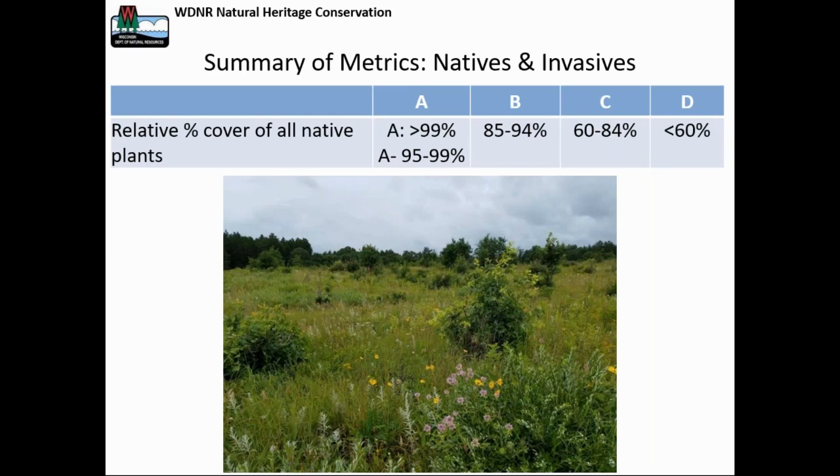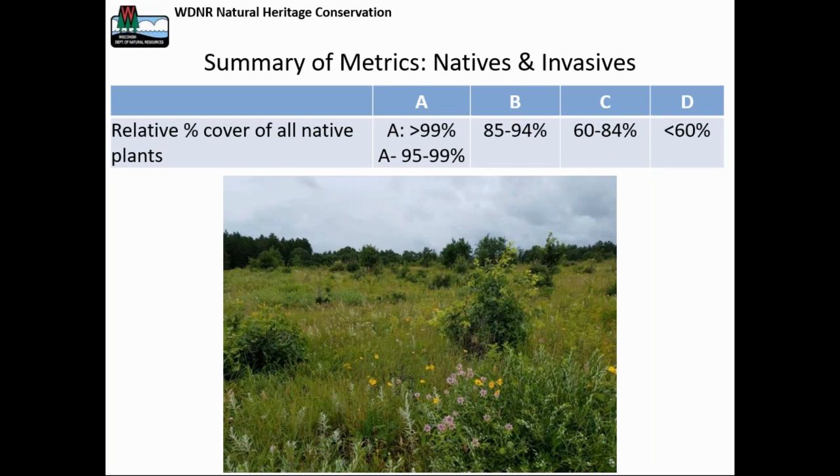So the first metric is the relative percent cover of all native plants, and you can see for each metric I'm going to have a small table with the metric on the left side and then the thresholds for A, B, C, and D along that graph of ecological integrity across the top. Occasionally we do break the ABC down into like A or A minus, C or C minus for a handful of metrics, and those will be obvious.